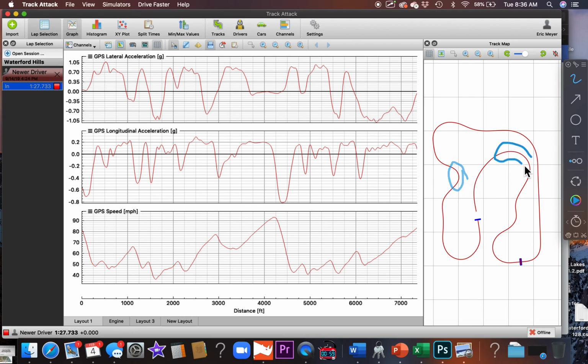This car, and I can't remember if this is a cambered corner or not. I think it's flat. I haven't been there in 10 years. And this is a sharp turn. So what we know is that's pulling a lot of G's in that left-hander.